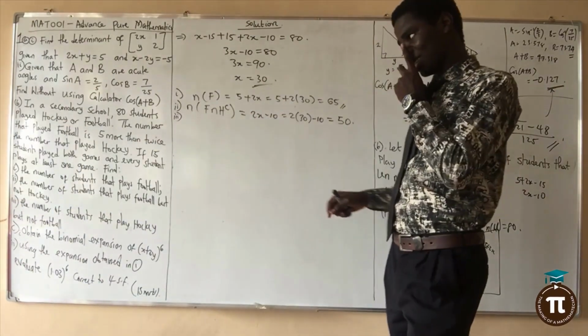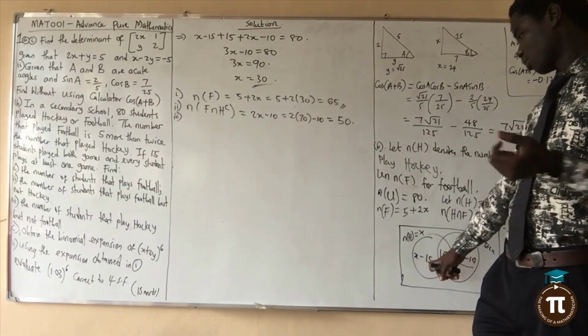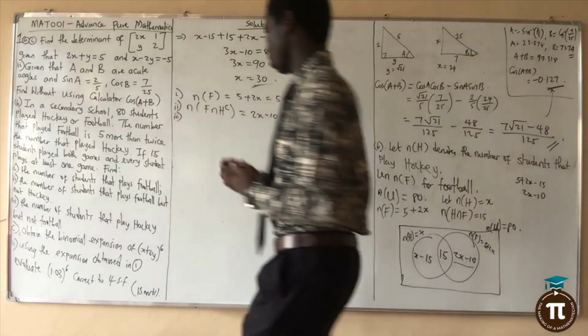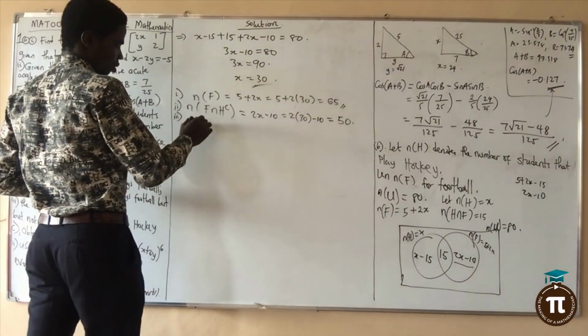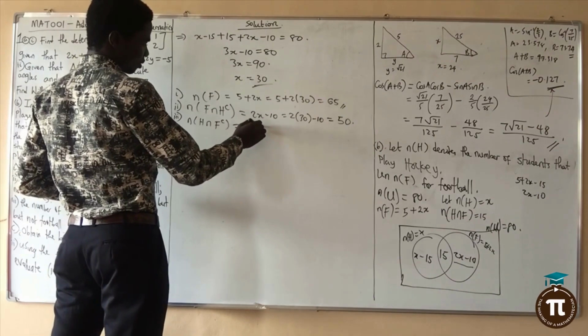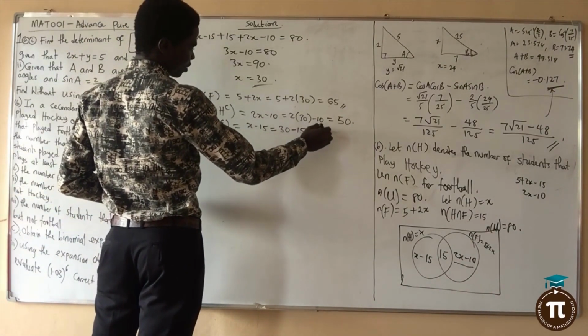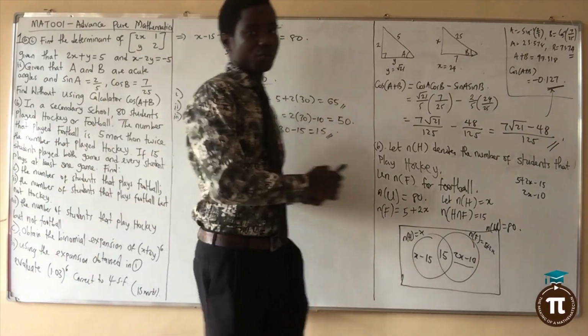The third one asks for the number of students that play hockey but not football. This is s minus 15. Number of students that play hockey but not football, so that's x minus 15. That's 30 minus 15, and the answer is 15. And that's all for that question.